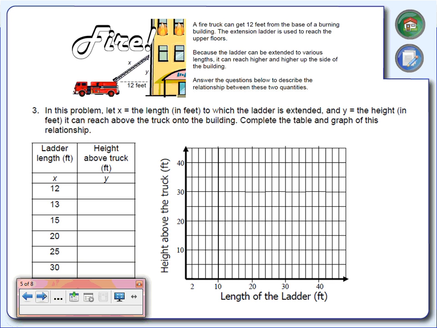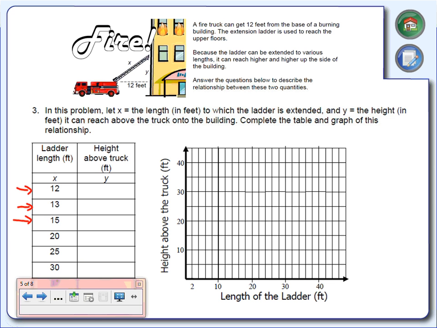Number 3, it says, in this problem, we're going to let x represent the length in feet to which the ladder can be extended. We're going to let y equal the height in feet that it can reach above the truck. And we're going to complete the table and graph this relationship. So we're going to take each of these right here, which represent the length of the ladder, and find out how high above the truck we would be. So let's start with the 12.